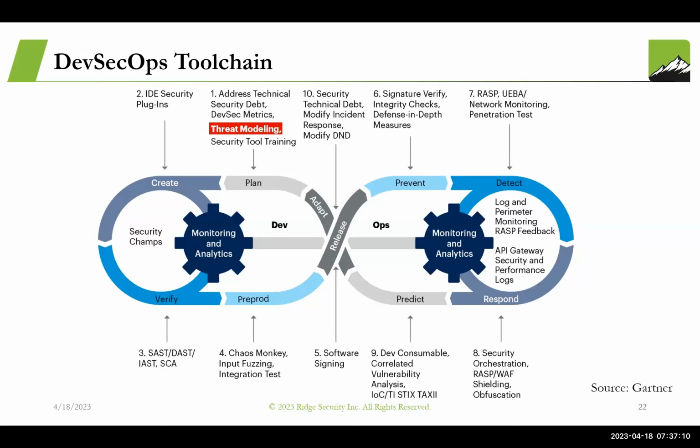So this is from Gartner, and I want to mention that Ridgebot can be used as part of the monitoring and analytics phase on both the dev side, which is what we're looking at now, and the ops side. So on the dev side, you can see DAST, IAST specifically, and on the ops side, you can see pen testing.